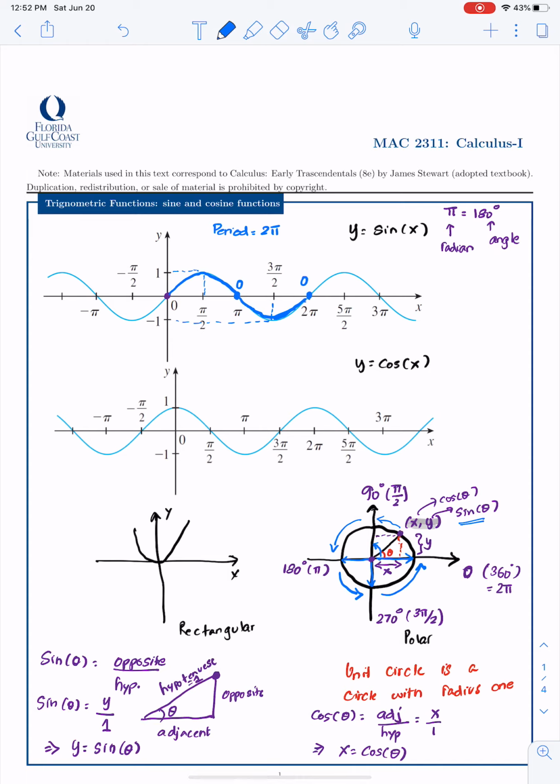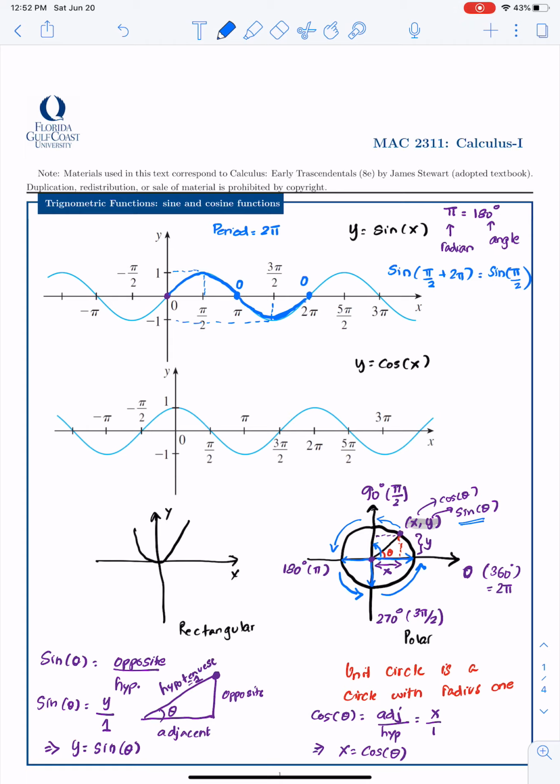Since the period is 2 pi, if I pick sine pi over 2 and add 2 pi to it, I will simply get the value of sine pi over 2 because the period is 2 pi. The same applies on the negative side. If I did pi over 2 minus 2 pi, that would also give me a similar answer.